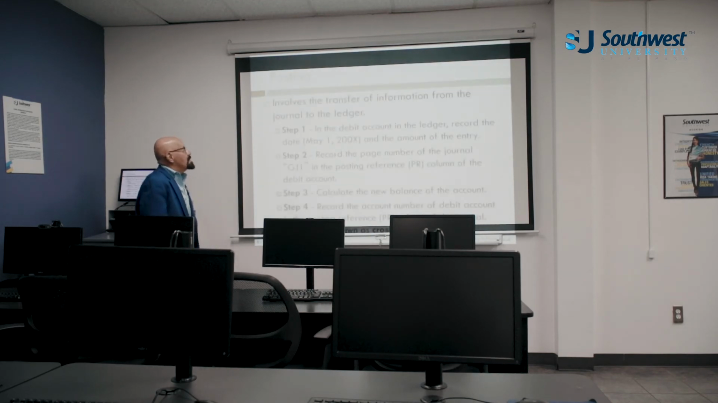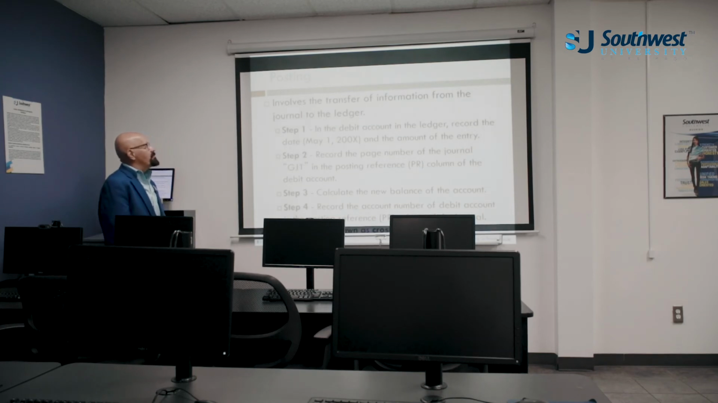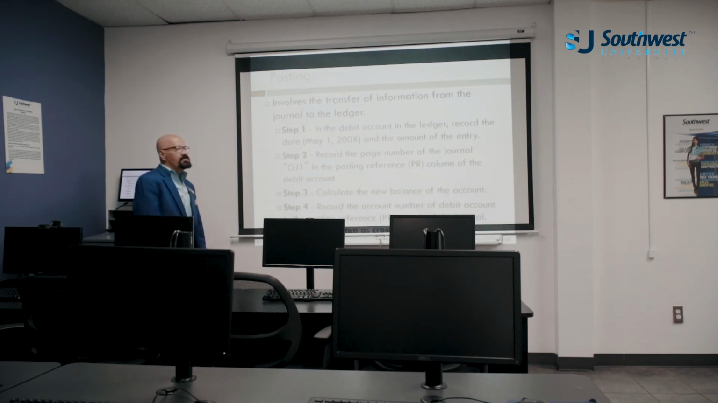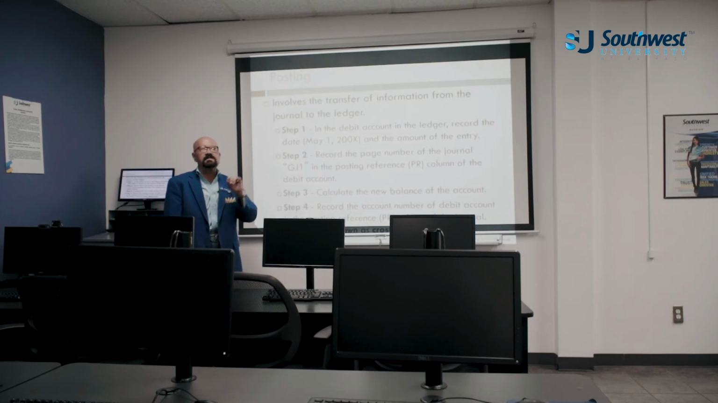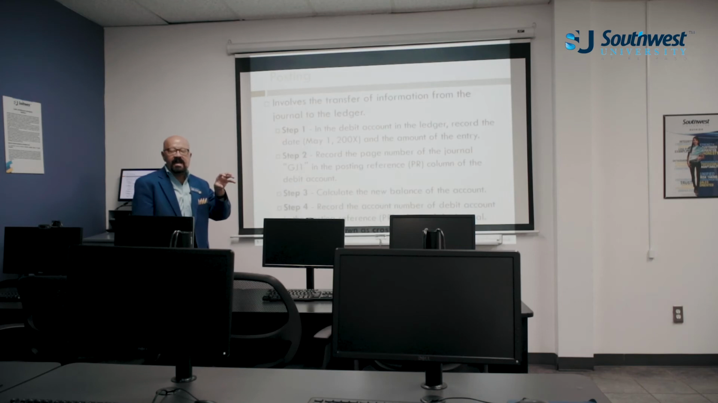So, it involves the transfer of information from the journal to the ledger. In the debit account in the ledger, record the date and the amount of the entry. So everything you've done, for instance, let's just pick on cash. In cash, for the month of April, say, will be in that ledger. Okay? Everything you've collected in cash, everything you've paid out in cash.